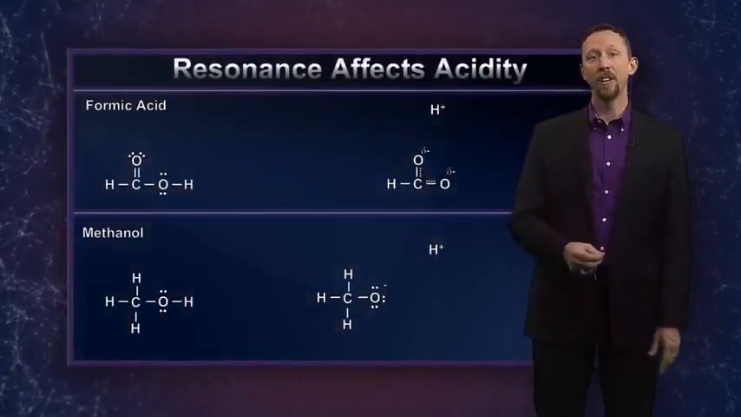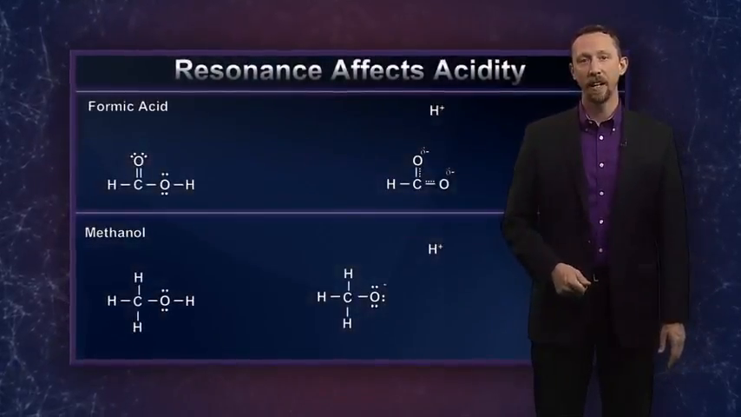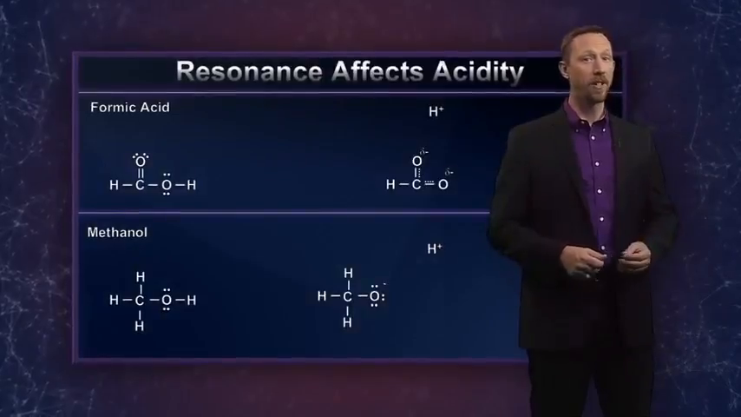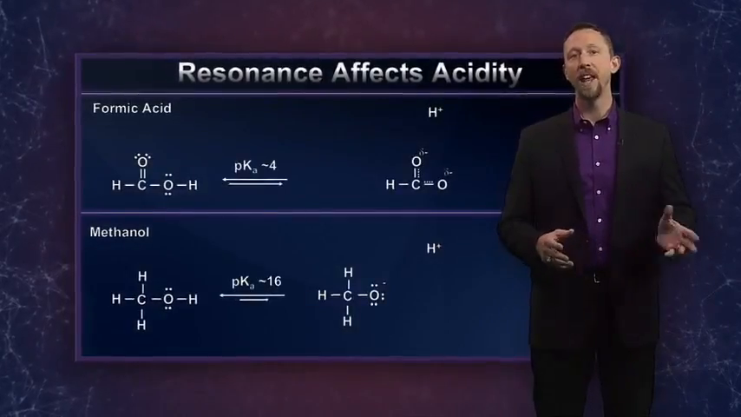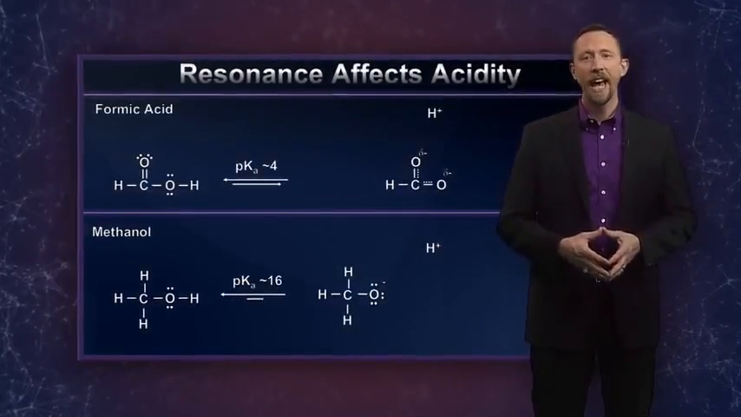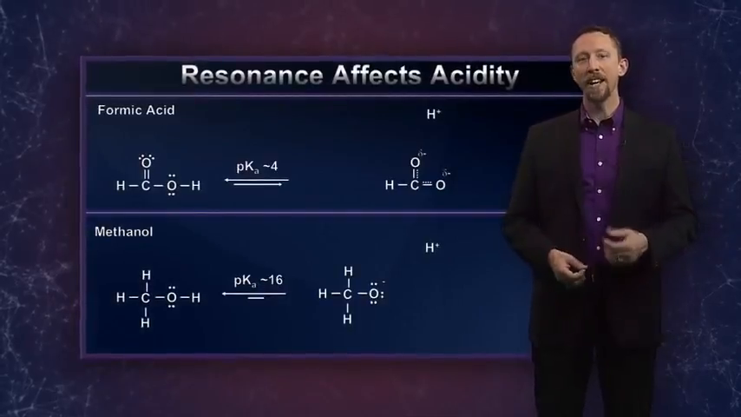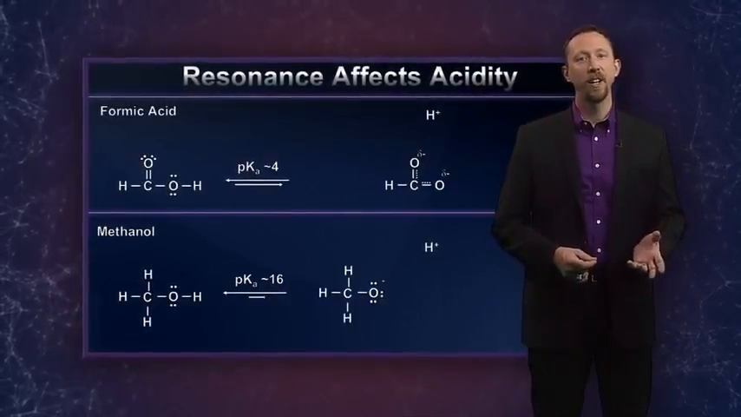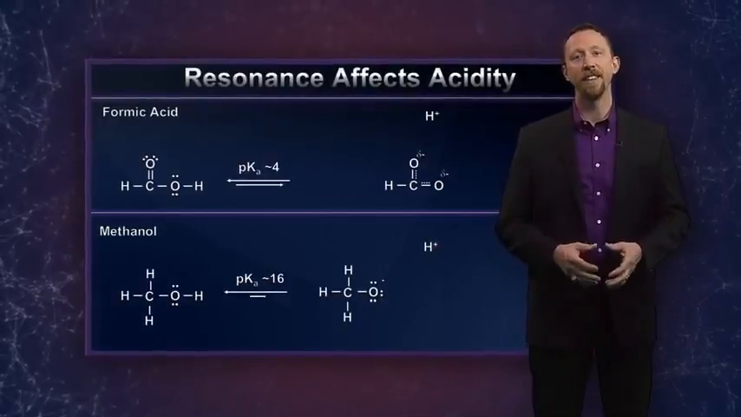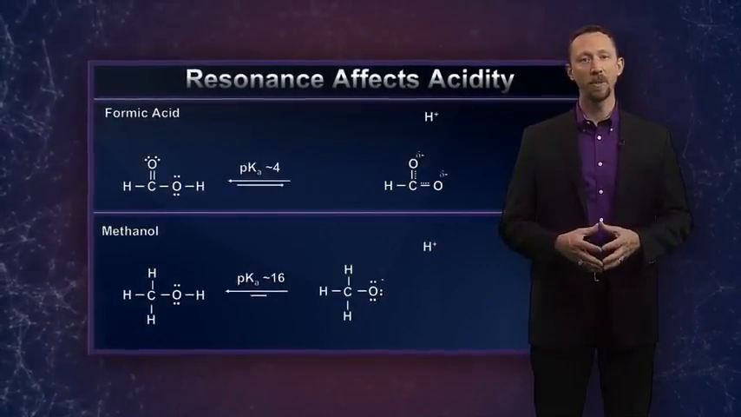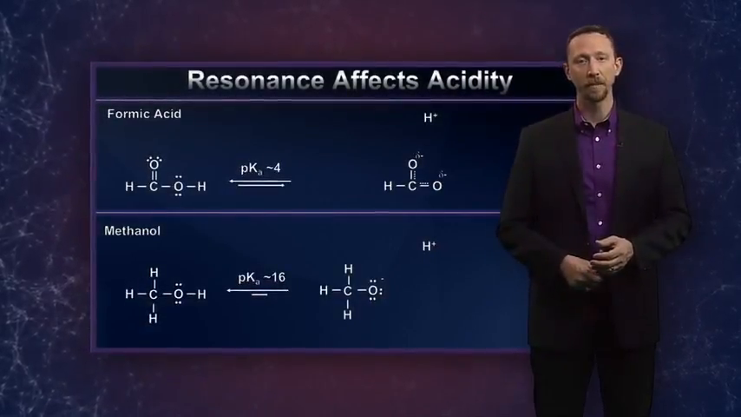Finally, we considered the effects of resonance on acidity. We compared formic acid's resonance-stabilized conjugate base to that of a similar compound, methanol. And when we did, we saw that a tremendous increase in acidity was attributable to the resonance in the carboxylate anion that forms when formic acid is deprotonated.